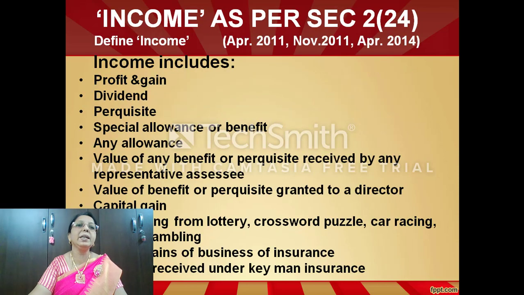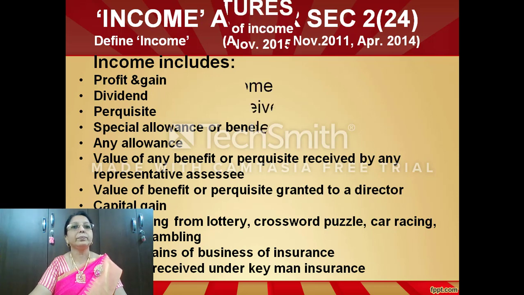Now going on to what income is. Income actually includes all that we earn. So the profits and gains, dividend, perquisites, allowances, special allowance, all other benefits that we get, capital gains, winnings from lottery, crossword puzzles, car racing, card games, gambling, etc. So profits and gains from business is also part of your income. So this is an inclusive definition of income.